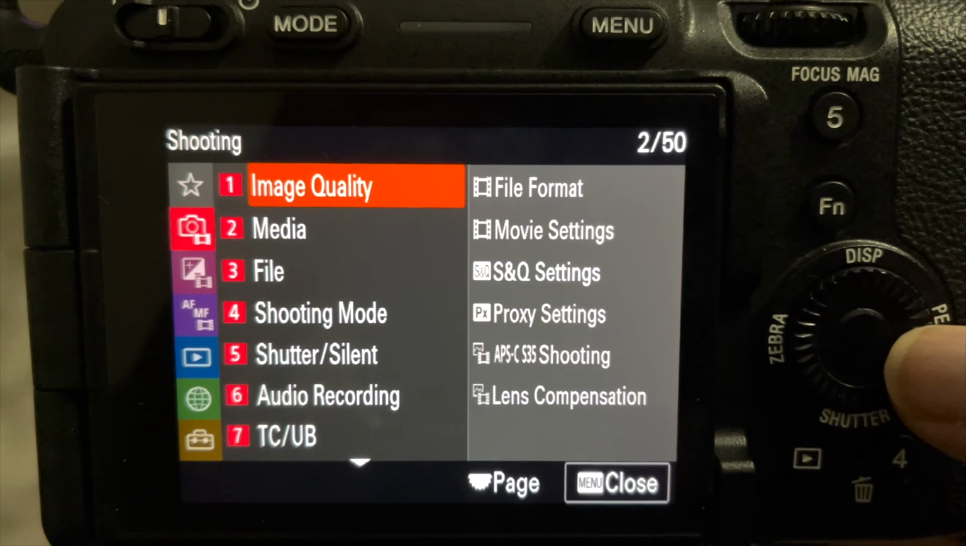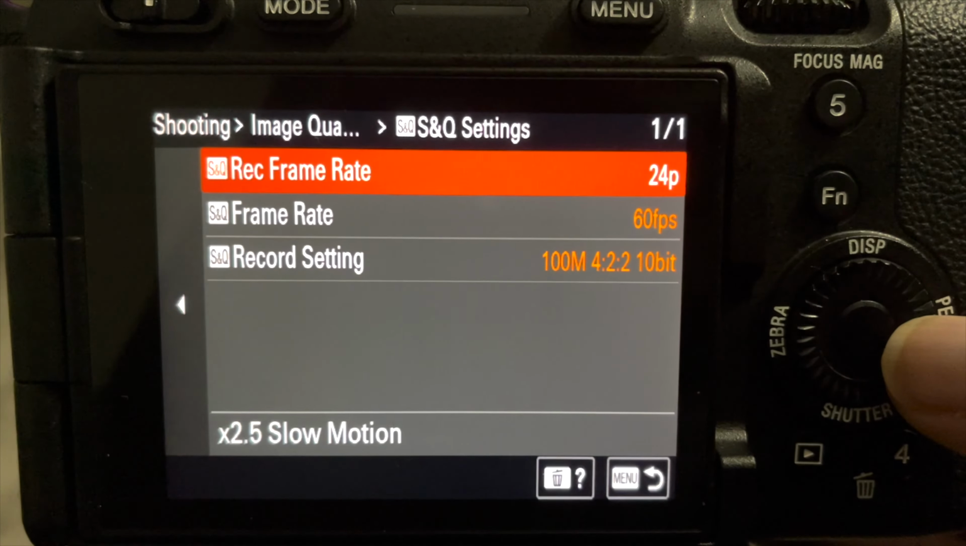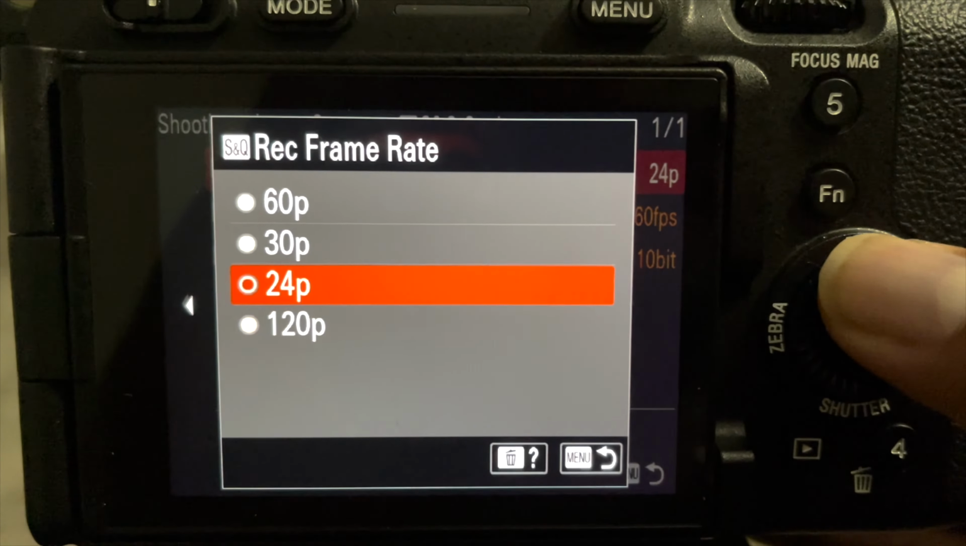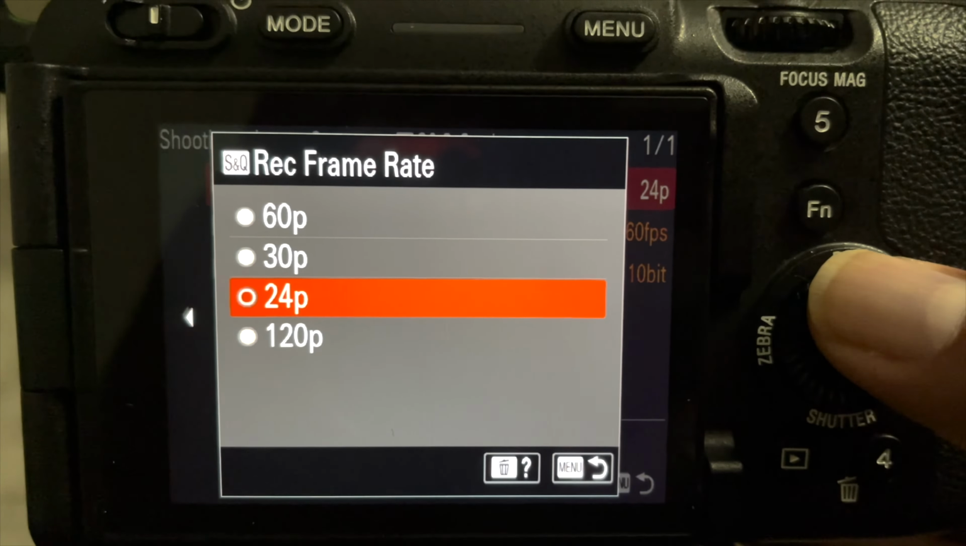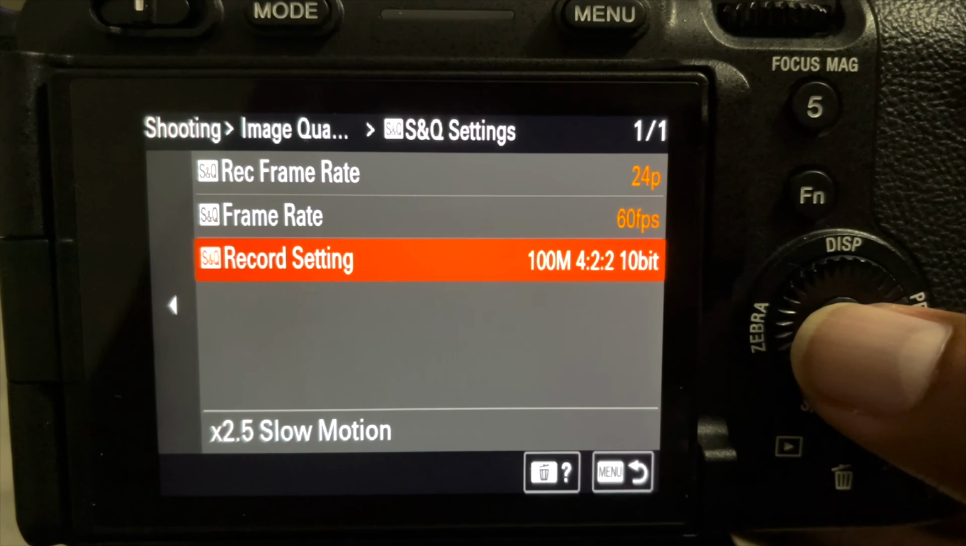So as I mentioned before, using S&Q mode, you don't have to worry about anything in post-production. Everything is done in camera. Think of your record frame rate as your timeline frame rate. Then look at your frame rate. This is what your camera's recording in. So in this case, I set it to 60 frames per second. And at the bottom, you actually see how slow it's gonna be. 2.5 slow motion is what it's gonna record in.